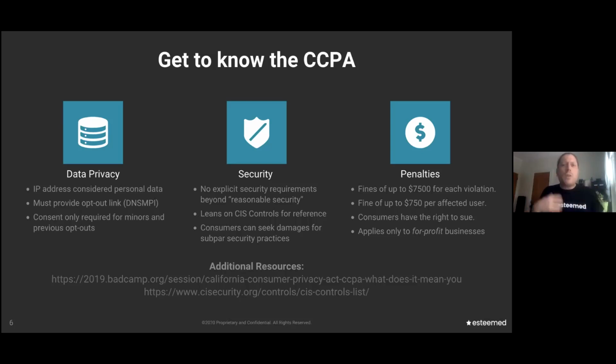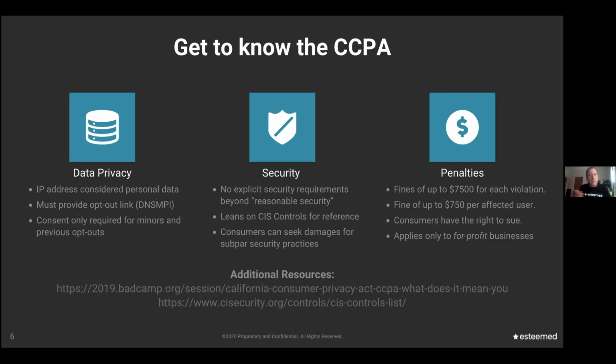So you can be tracking it to some extent as long as you're not profiting off it, as long as you're not reselling it to somebody who's using it for advertising or marketing in some other way. And consent is only required for minors and for people who have previously opted out. So the CCPA, unlike the GDPR, is by default an opt-in to tracking, and you just need to provide that side door for people who want to exit the tracking. You need to have that built into your site.